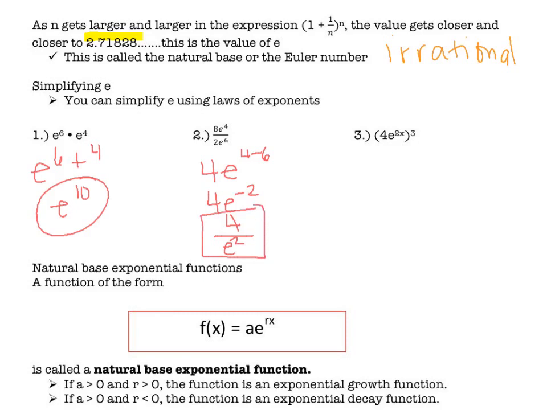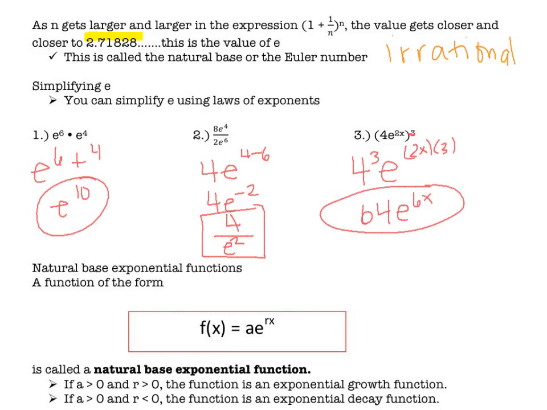And just like with laws of exponents, I have a power raised to a power. And so I can rewrite this by distributing this 3. So 4 to the 3rd power times e. And then I am going to multiply 2x times 3. 4 to the 3rd power is 64. So I have 64 times e raised to the 2x times 3 is 6x power. And that's just a quick look at simplifying expressions involving e.